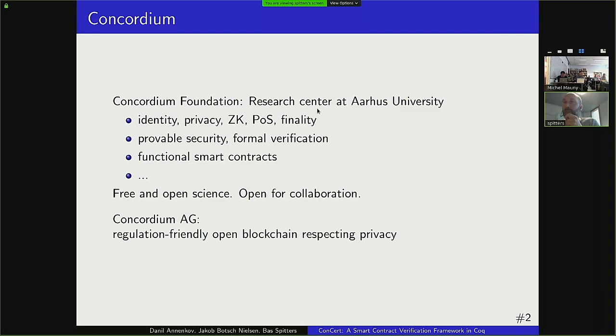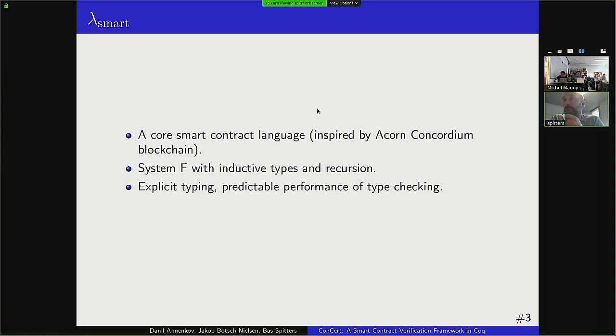What I want to tell you about is a language we've been developing. This is a very core smart contract language, very much in the style of a number of languages we've seen before. We've embedded this language into Coq, and that's the main thing I want to tell you about. We've isolated Lambda Smart, which is basically System F with inductive types and recursion, so you allow unbounded recursion. It's the core language for the Concordium blockchain, but I don't think it's very different from, for example, OCaml-Ego or the SCaml that we've seen before. So the technology that we've been developing should also be available for these other languages.